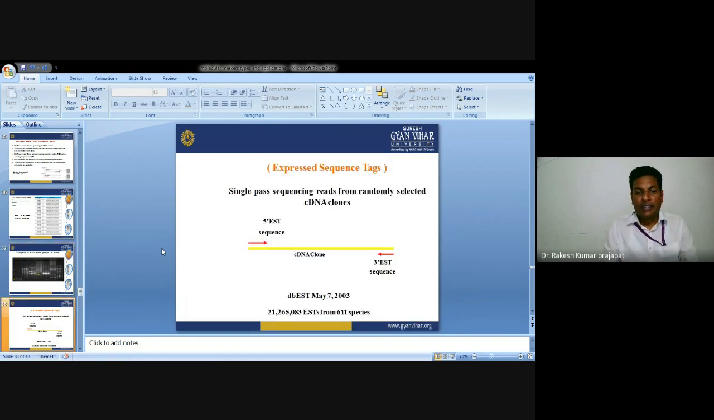Expressed sequence tags, ESTs. ESTs are single-pass sequencing reads from randomly selected cDNA clones. ESTs are developed from cDNA, and cDNA is developed from mRNA. So directly you can say an expressed sequence tag represents a transcriptome profile, the expressed portion of the genome. It is identified through cDNA.